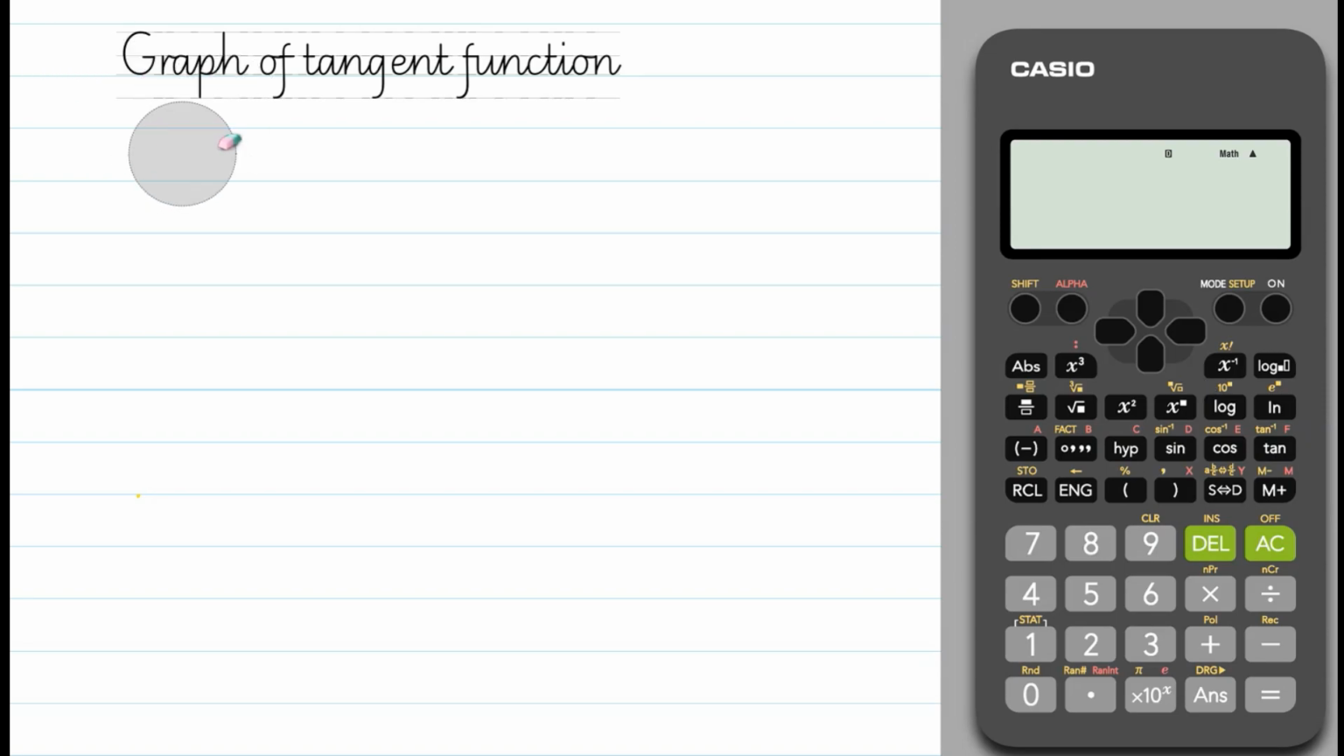So before we start with the graph of the tangent function, we need to learn a few important things. As you know, sine of angle theta equals opposite side over hypotenuse, and cosine of angle theta equals adjacent side over hypotenuse. What happens if we divide both of them? Let's see.